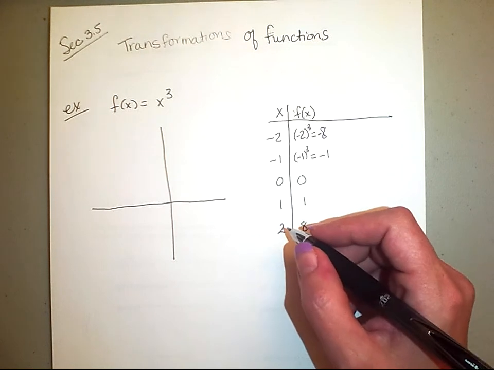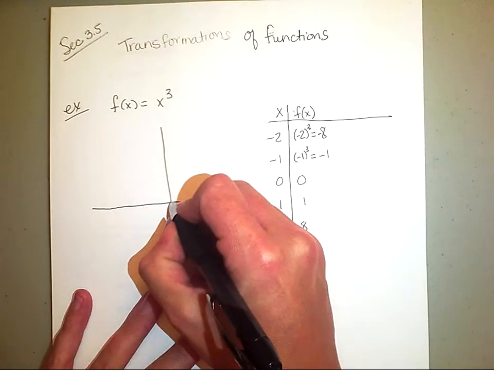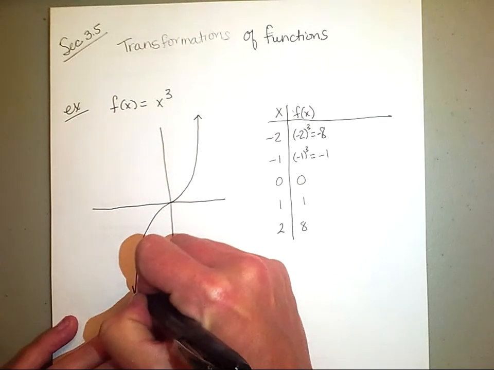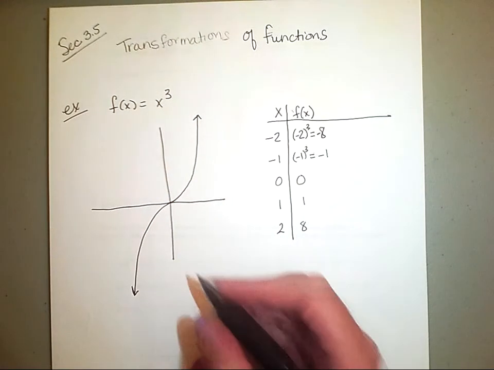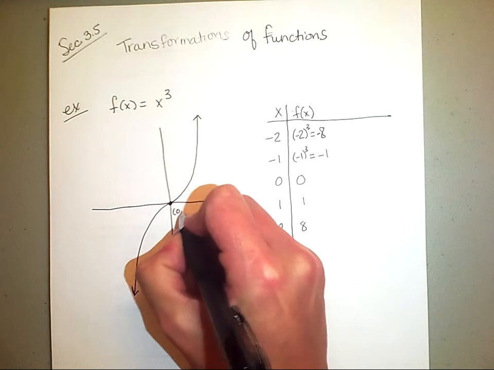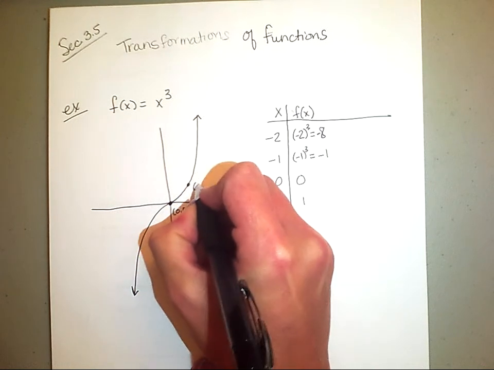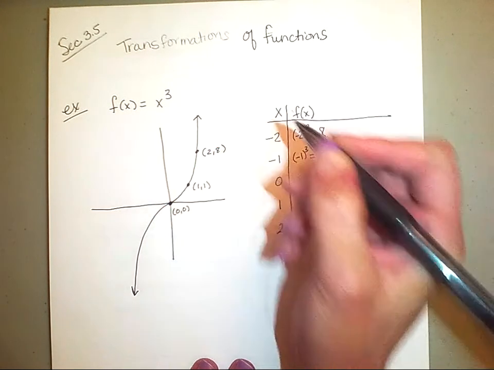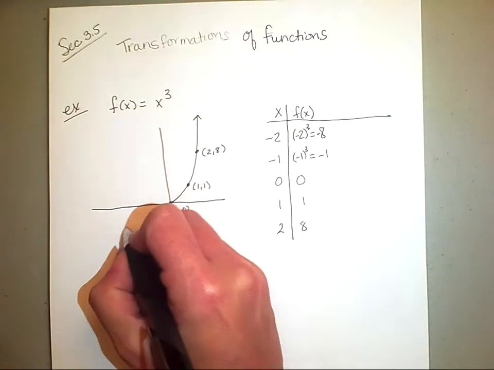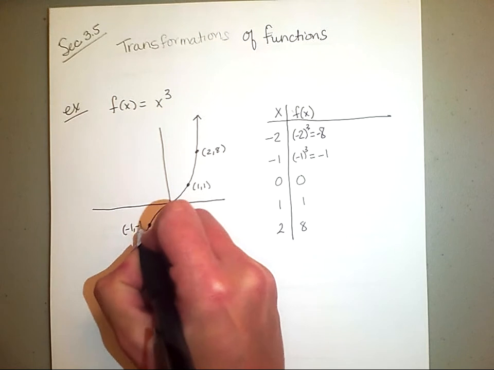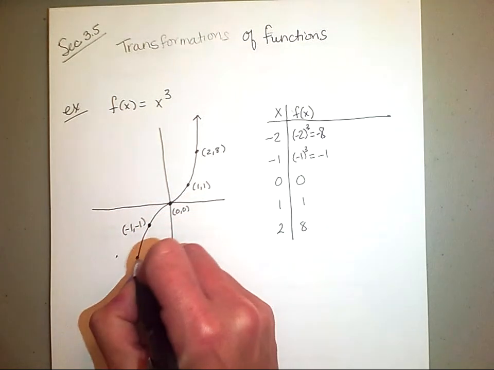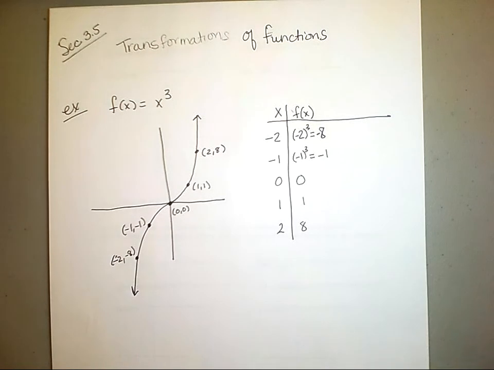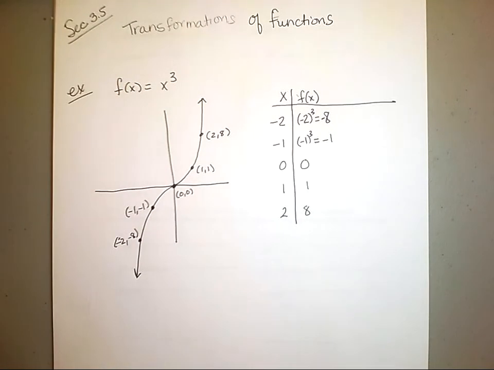Now, I already know the shape of this function. Okay? So for nice, neat graphing, I'm going to draw the shape of the function in as I know it, and then label it with the appropriate points. I know this is 0, 0. We'll say this is 1, 1. And this is 2, 8. Okay, we've labeled it to make it true. So this is negative 1, negative 1. And down here will be negative 2, negative 8. Okay, so this is the shape of x cubed.